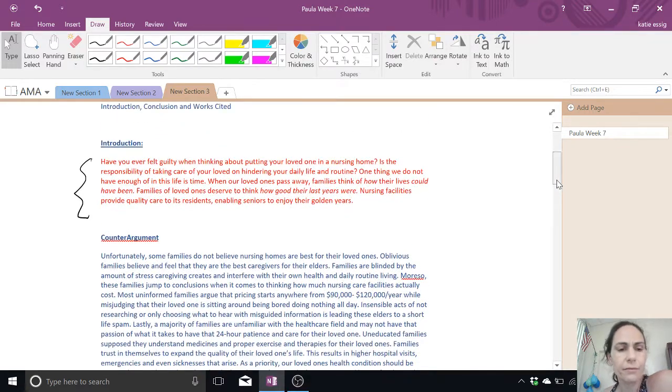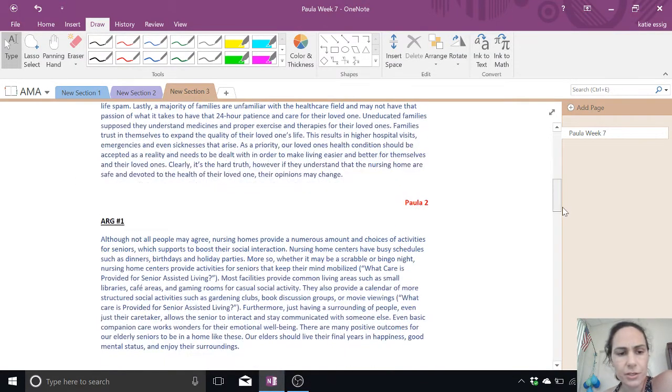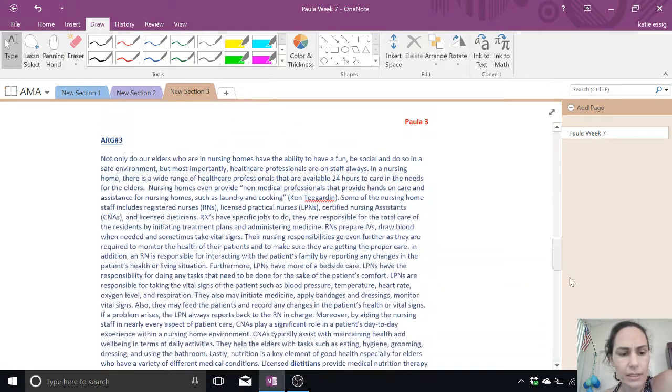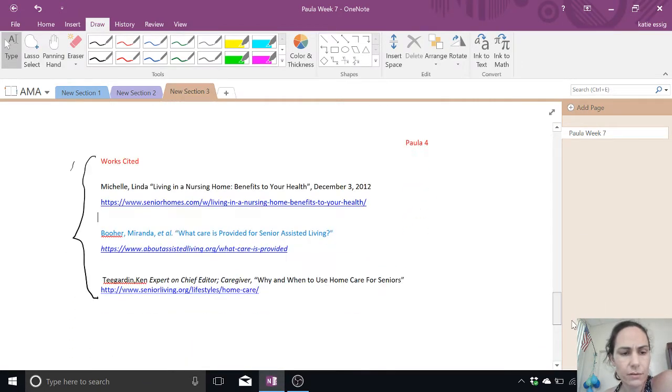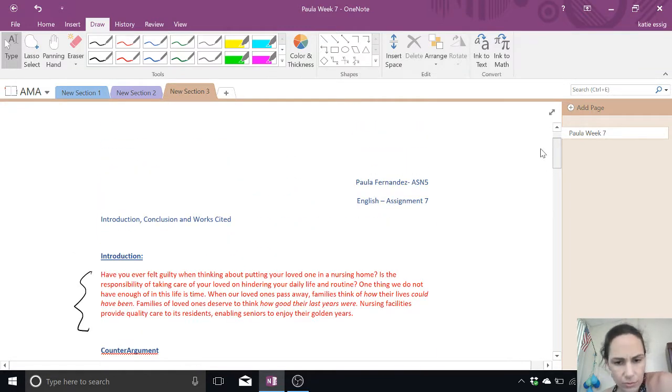We're going to go ahead and review your assignment 7. Assignment 7 looks at introduction and it looks at conclusion and works cited. So let's go ahead and talk about the introduction. You're having some difficulty with introduction. I had posted notes on how to write an introduction and you did not follow them.